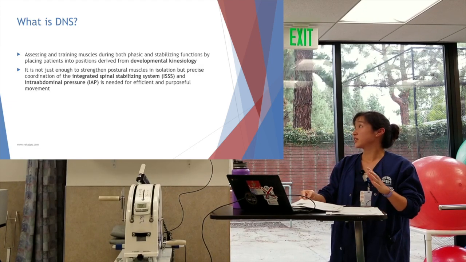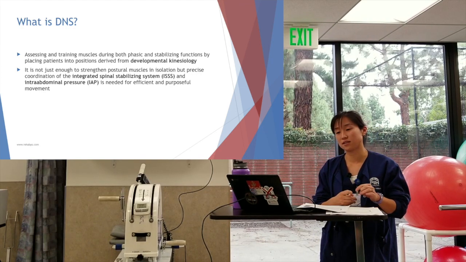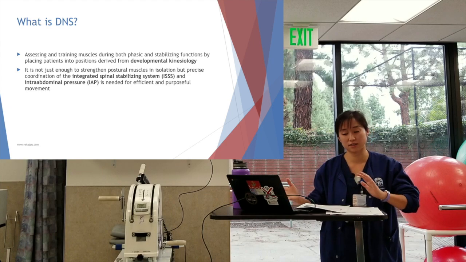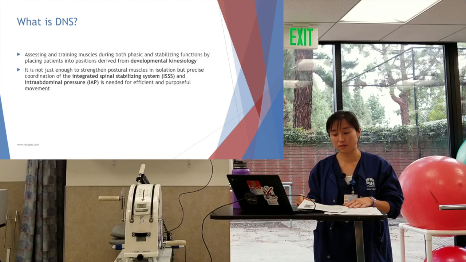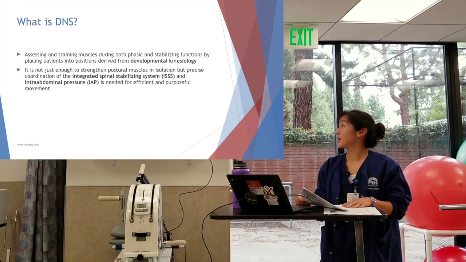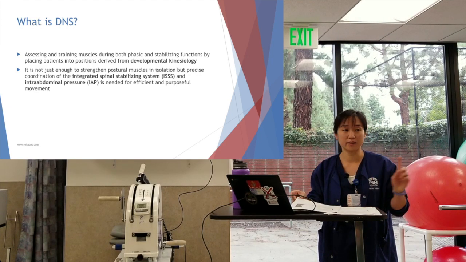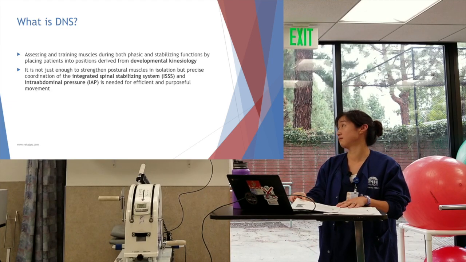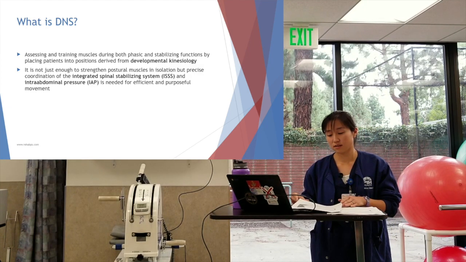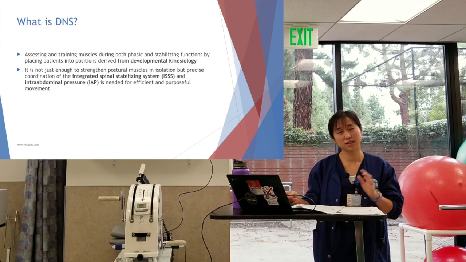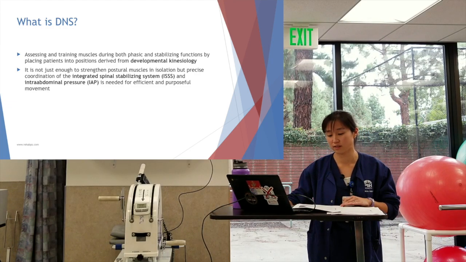When you're doing your assessment and training, it's really important to train in both basic and stabilizing functions, so basically concentric and eccentric, as well as open and closed chain. And the positions are derived from the developmental kinesiology postures. Some key phrases are the integrated spinal stabilizing system and IAP, which I'm sure you guys have heard or seen me use in my charts, so that's the intra-abdominal pressure. And the DNS approach is that having good stabilization is key to having efficient movement.